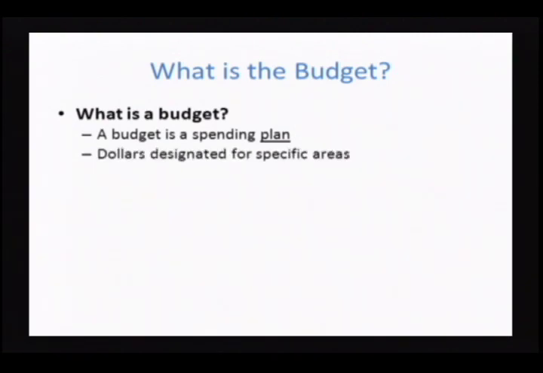The dollars are designated for specific areas. And the more general we keep the budget, the harder it is to track, but we don't want to get so specific that we feel boxed in. When we're creating a budget, we're looking at our income and our expenses. So where do those numbers come from?